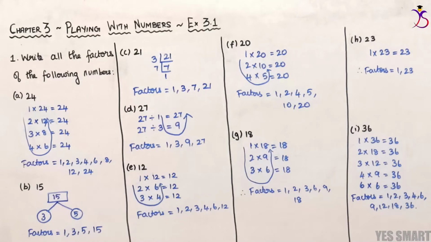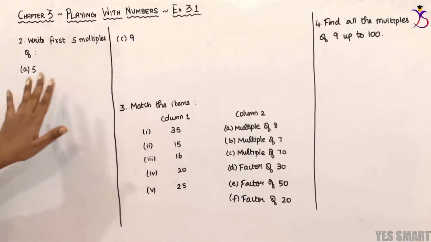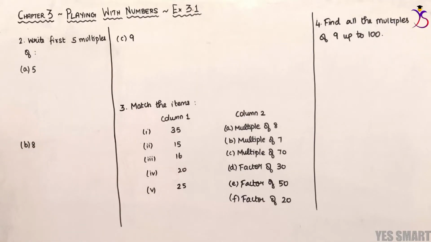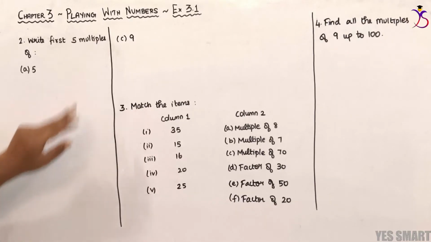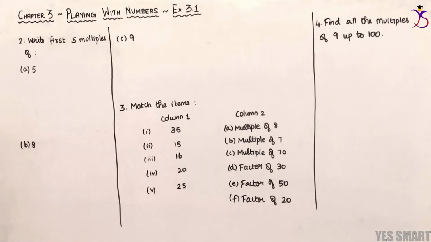Now let's discuss the second sum. In the second sum, they have given 3 subdivisions and have asked us to write the first 5 multiples of it. Multiples in the sense we are supposed to write the values which come in its table. The first 5 values that come in its table is what is asked. So let's start with the first subdivision.